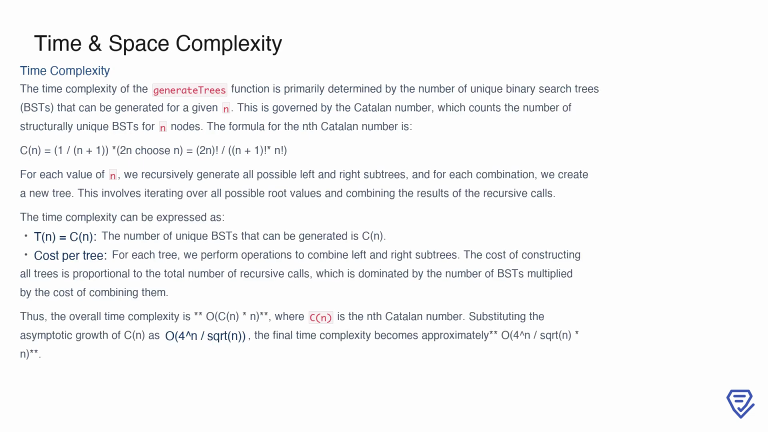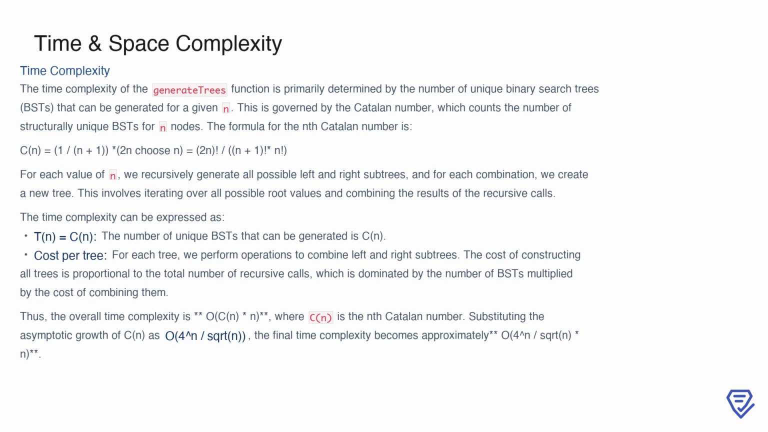The time complexity of the generateTrees function is driven by the number of unique binary search trees, or BSTs, that can be formed for a given n. This count is determined by the Catalan number, which is a mathematical formula used to calculate the number of structurally unique BSTs. Specifically, the nth Catalan number is given by the formula C_n equals 1/(n+1) multiplied by the binomial coefficient 2n choose n, or equivalently, (2n)! divided by (n+1)! * n!.